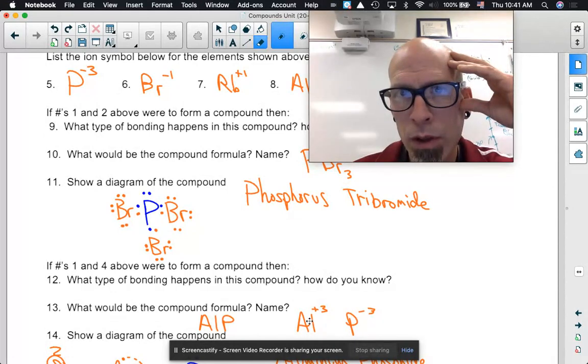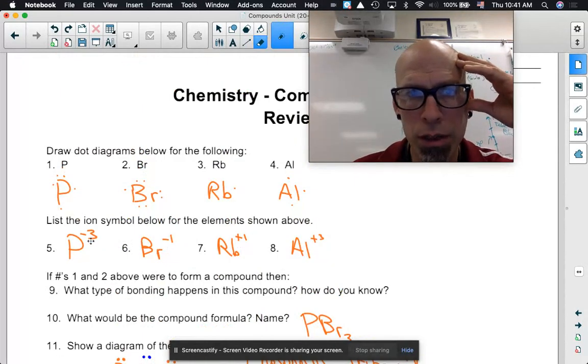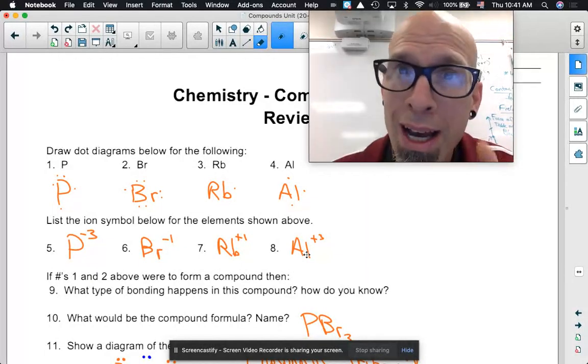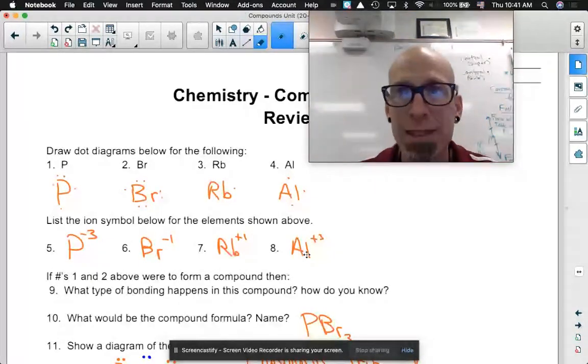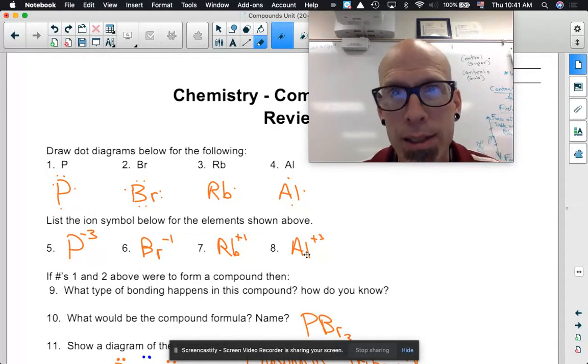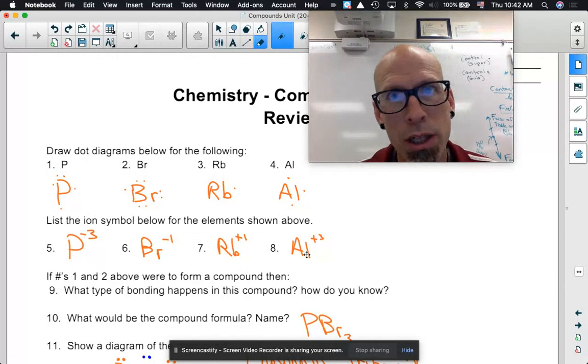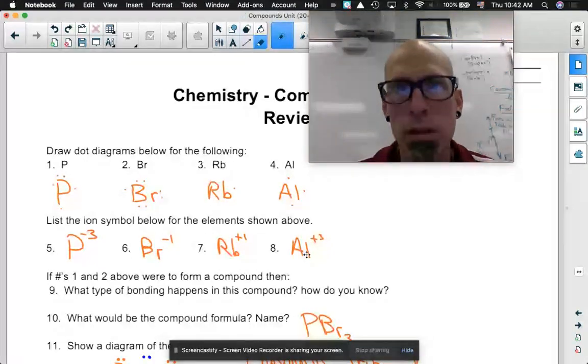Why did I put aluminum first? Phosphorus is listed first here. Why did I write aluminum first? Hopefully you remember that for ionic bonding, which one gets listed first? The positive one. Positive one first, negative one second. That's something else you're going to have to remember. The positive one is always listed first.